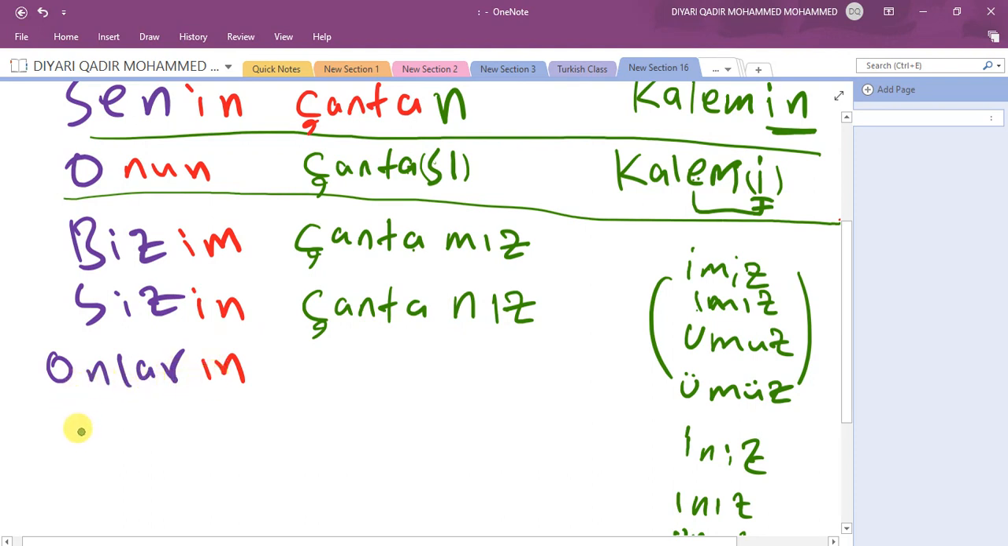Onların, their. It means their. Onların çantalar. Why is it lar? Because it ended with a main letter A. Main letter, so we selected lar. Onlar, their, it's plural. Çantalar. Onların çantaları. A converts to I.